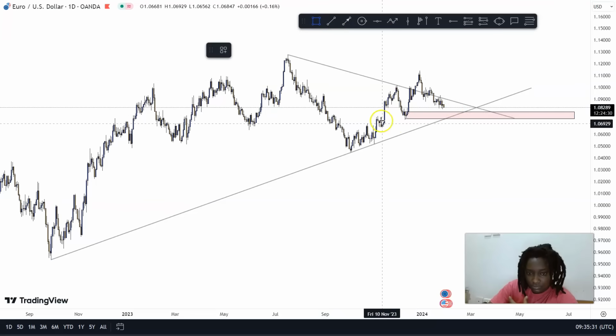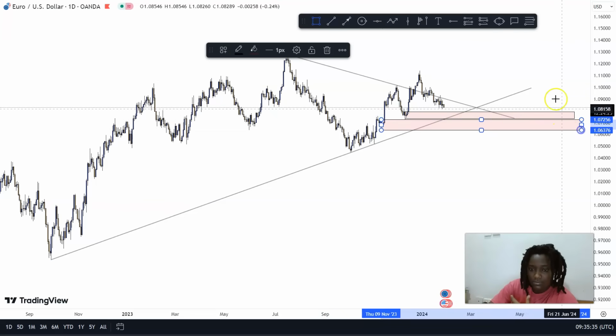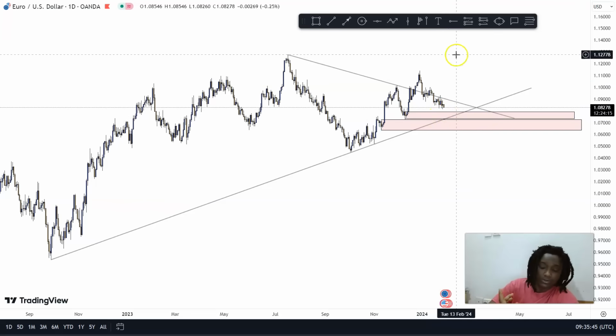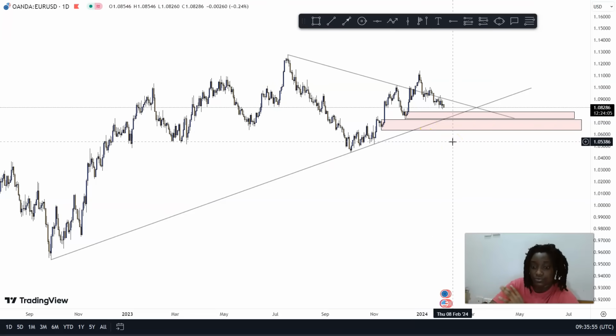Also, this serves as a demand as well. So price could likely hit here and go back all the way up, or try to give us a fake breakout all the way to this area and bounce back up. Also, price could break out of these two zones and break out of the trend line and give us a move all the way to the bearish side. So anything is possible with these markets.